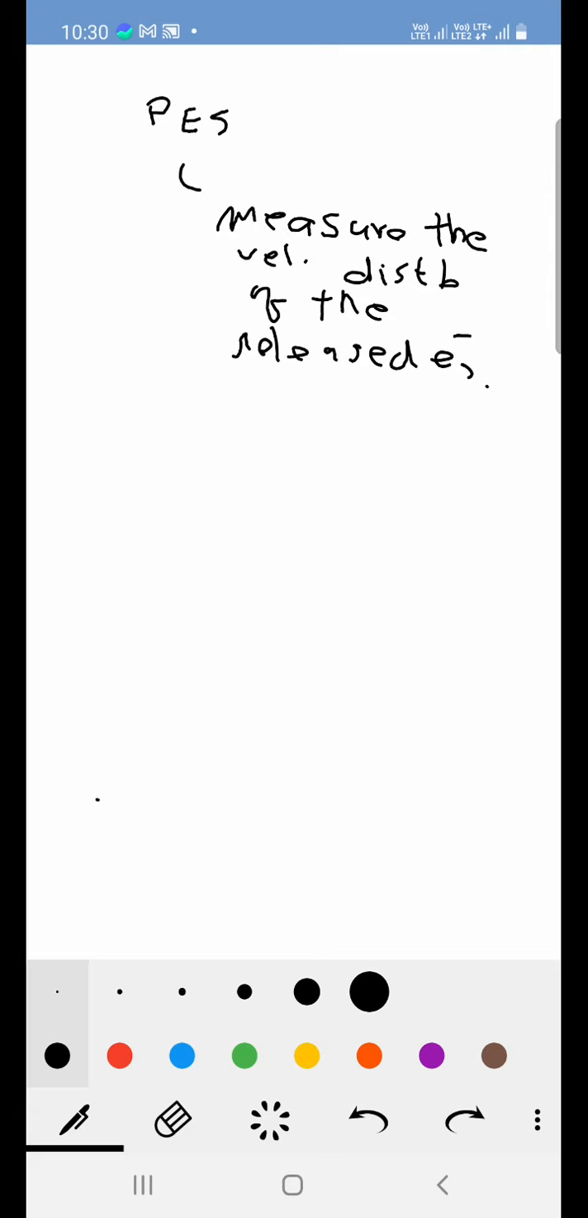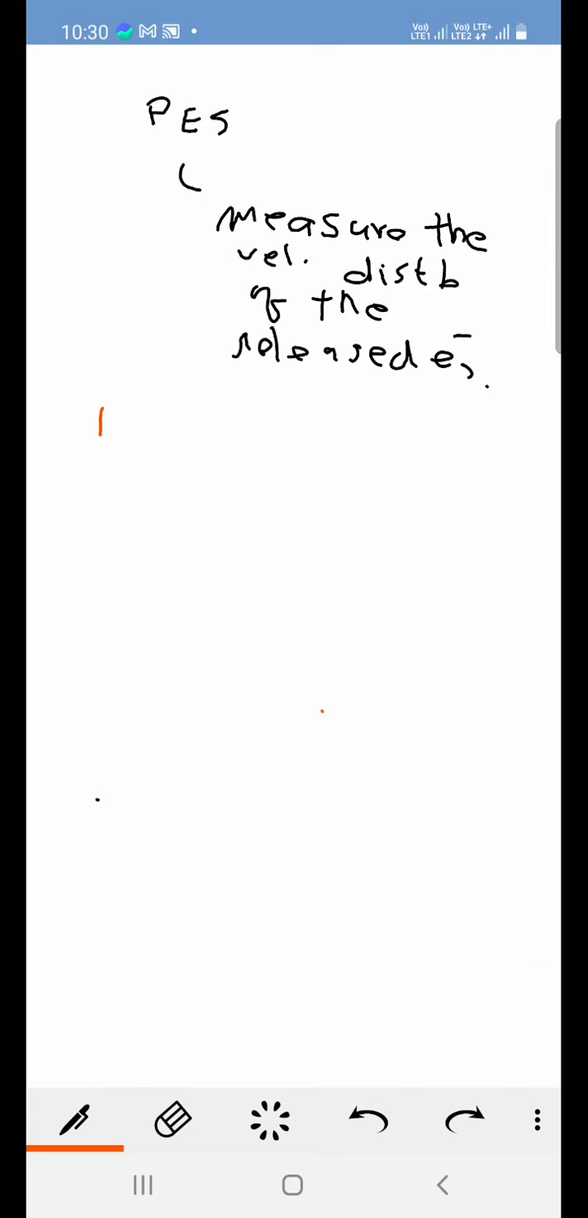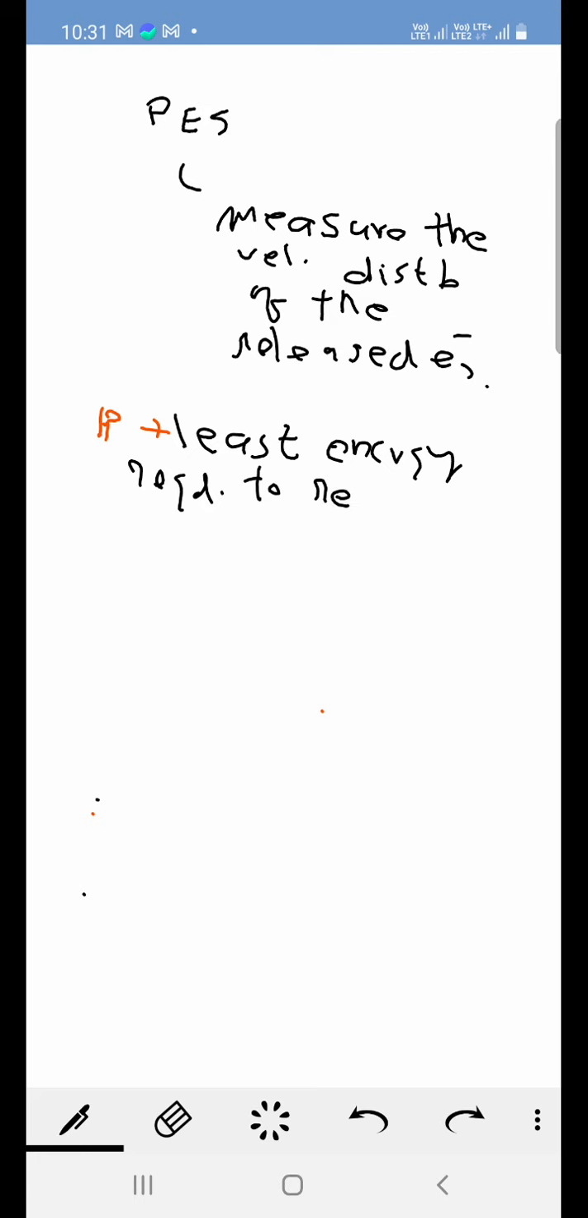Now, as we have discussed about ionization potential, so ionization potential, or IP, this is basically the least energy required to remove an electron from the highest occupied energy level.